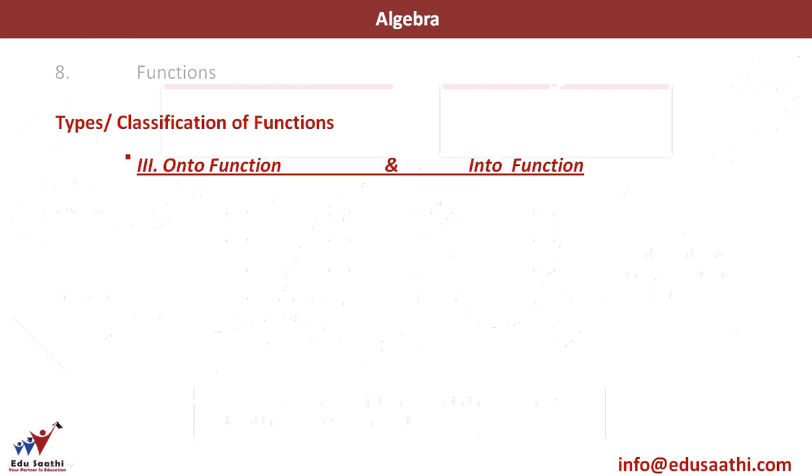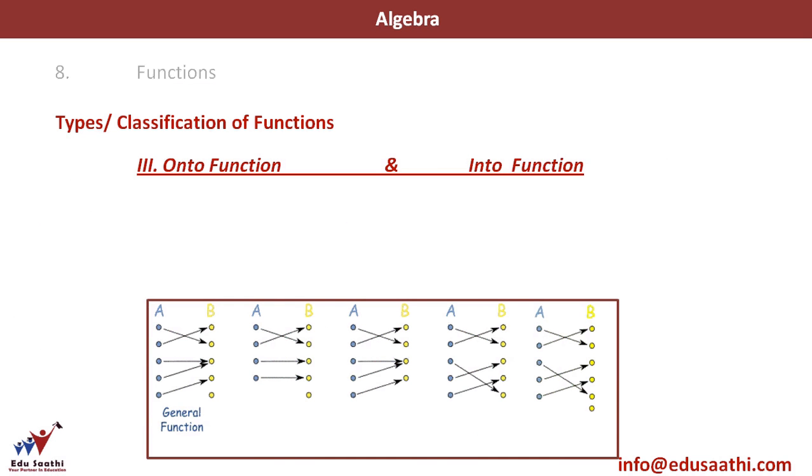The other classification of function would be onto function and into function. An onto function or an into function would be explained with the help of the graph, explained with the help of these sets. So there are various sets that you have. In general, for a different value of input, you have a different value of output.